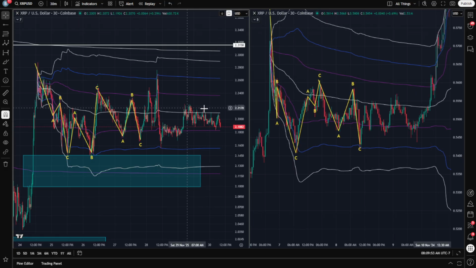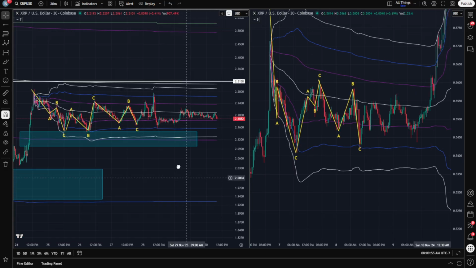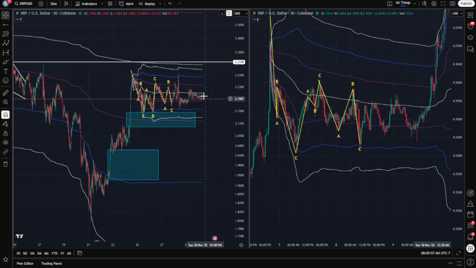We still anticipate that we're going to ultimately have an ABC correction back down into these inefficiencies in the market here. But we're entertaining the idea of a continuation based off of some historic price action. So, lower, right? That's what we're expecting.